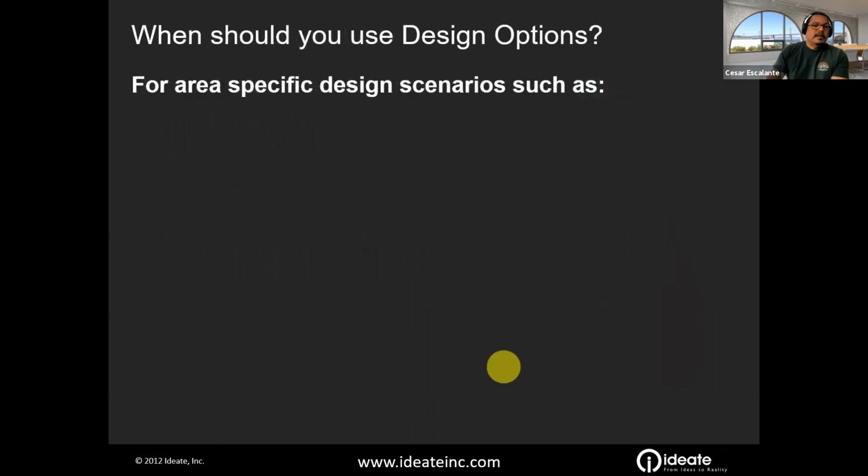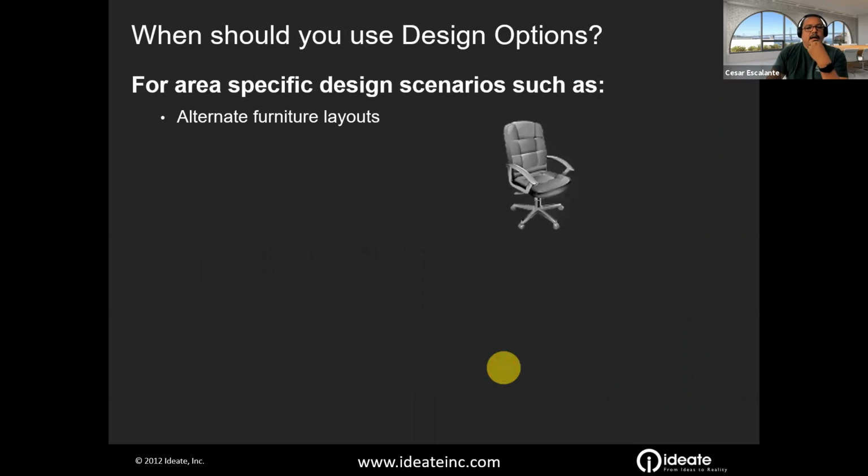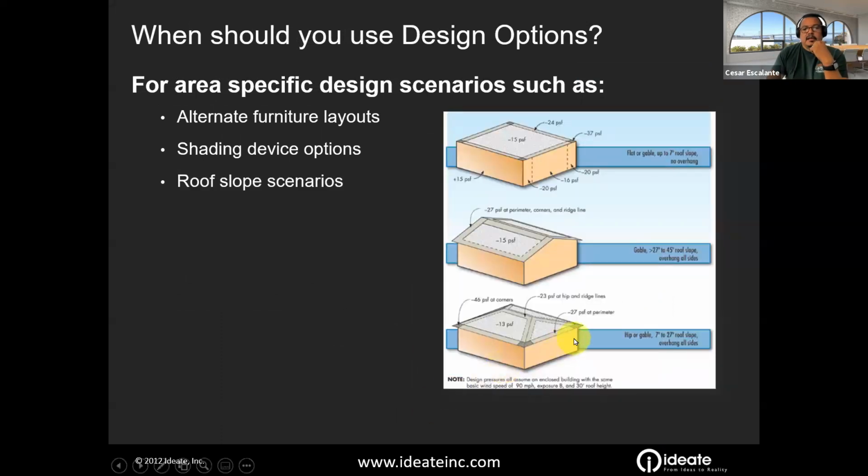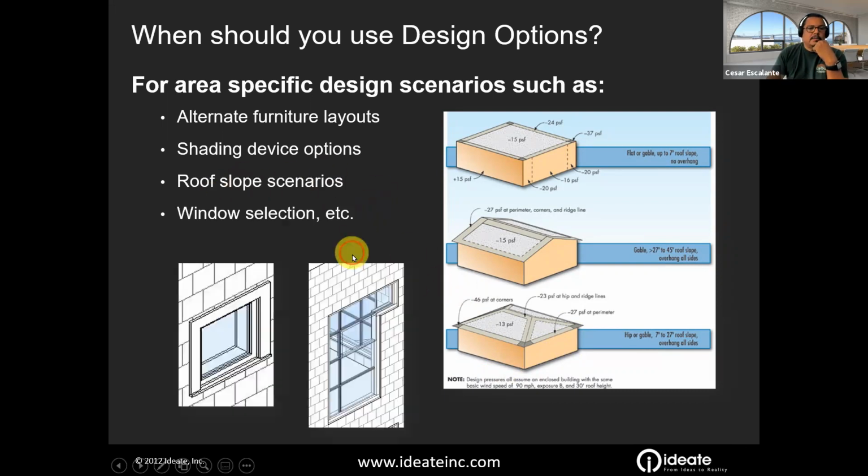When should you use design options? Typically for alternate furniture layouts or single floor layout, shading device options. Sometimes it's used to display roof load scenarios, although this is not that common, or different types of window selections.